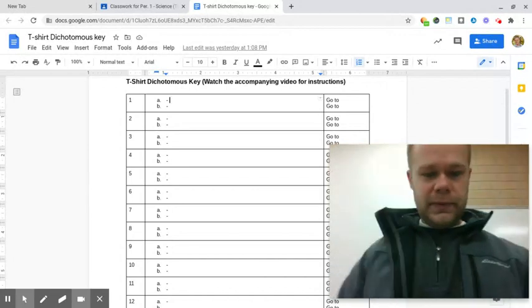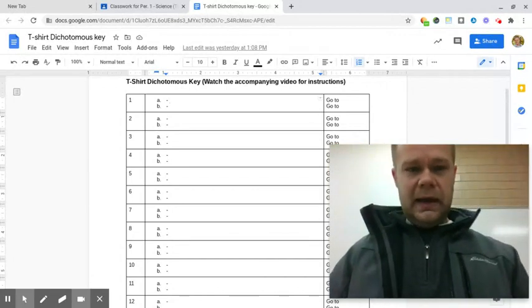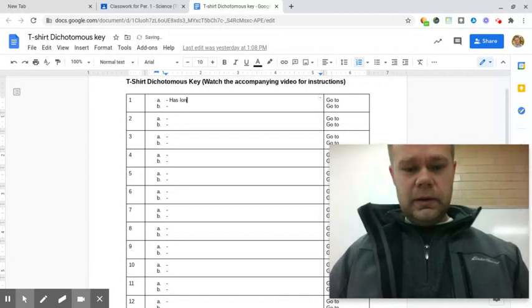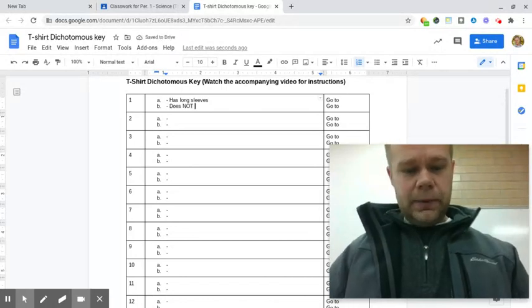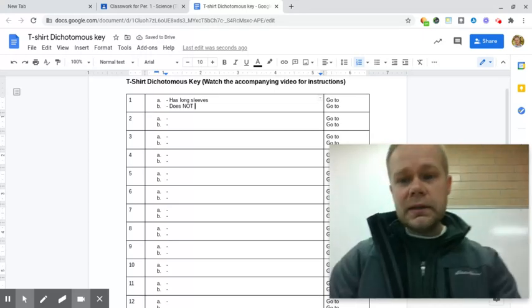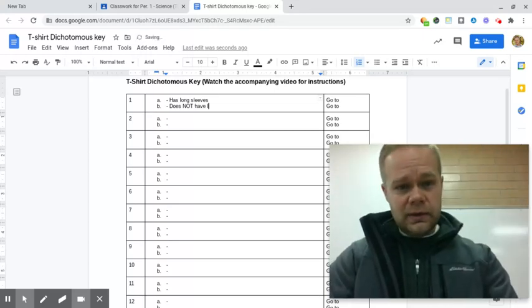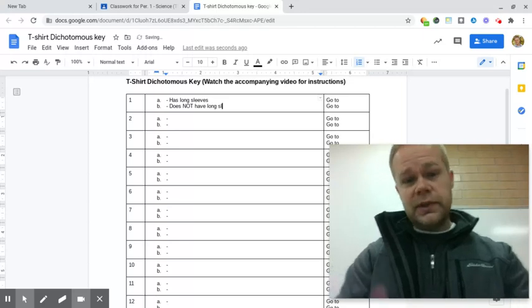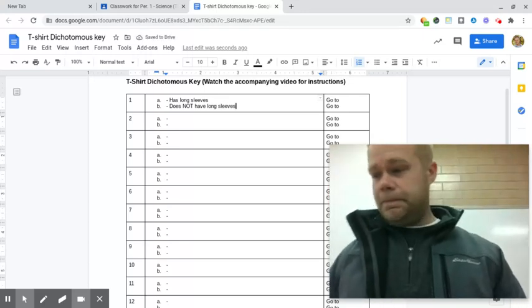So here's how I'm going to do it. I'm going to say, has long sleeves. And then I'm going to say, does NOT, and I'm going to emphasize not with capitals. I would do that anytime you do a not. Does NOT have long sleeves. You could also say that has short sleeves would be fine.